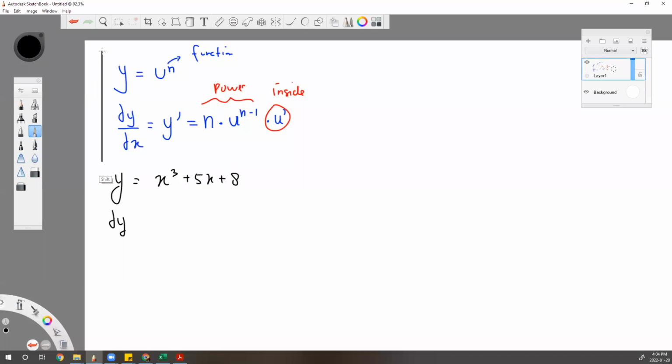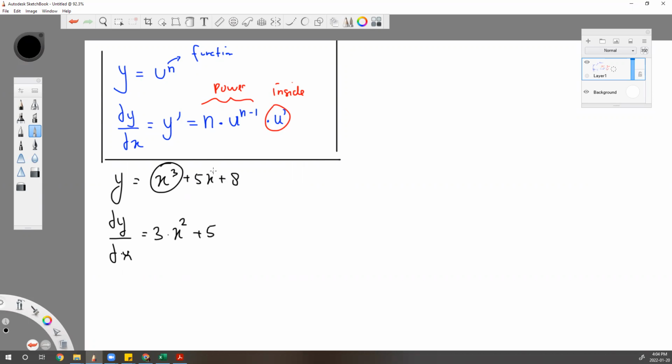So this is the chain rule formula. I will give you one example about this dy/dx. It's regularly just 3 times x power 3 minus 1, plus 5 because it's power 1, so 5 times 1 times x power 1 minus 1, plus 0. This is not a chain rule. This is the addition and subtraction rule. But the chain rule example will be like this.